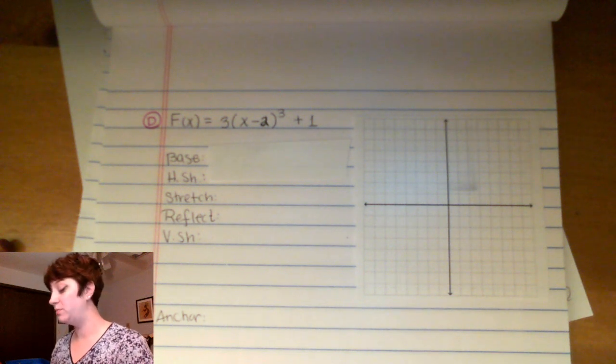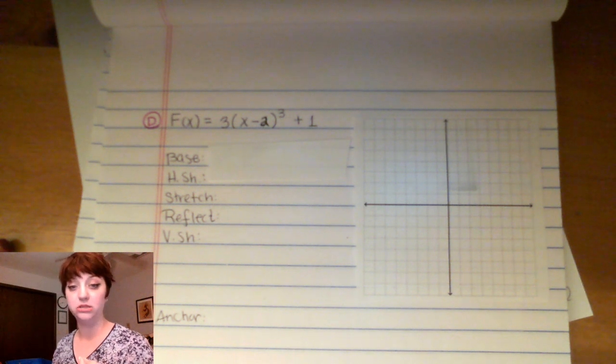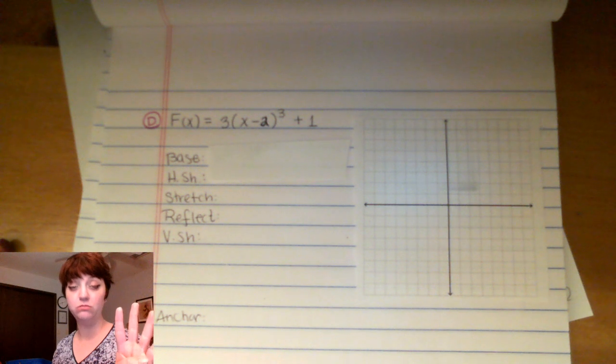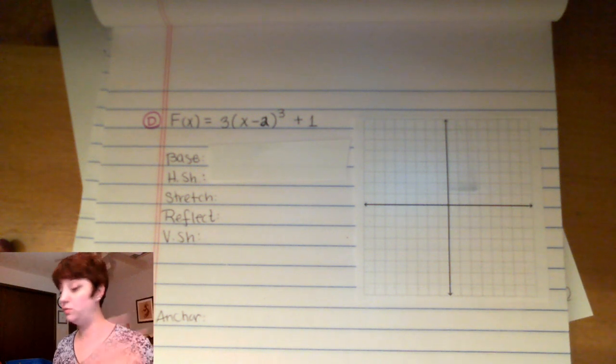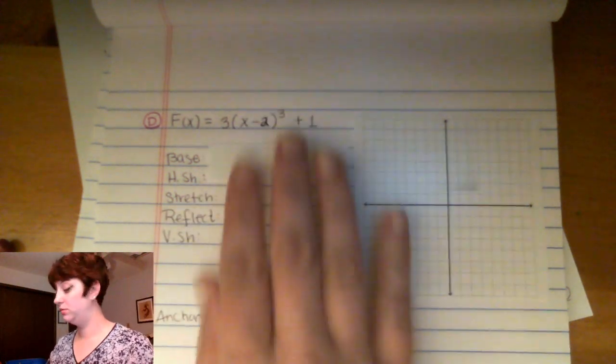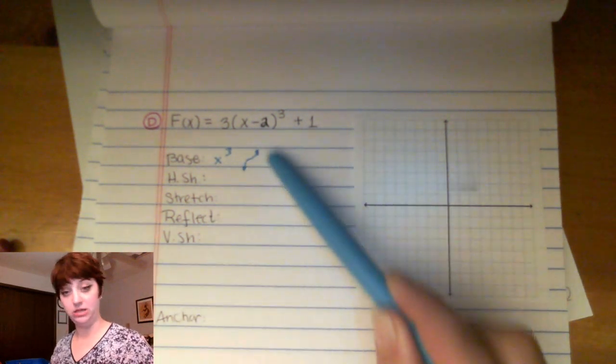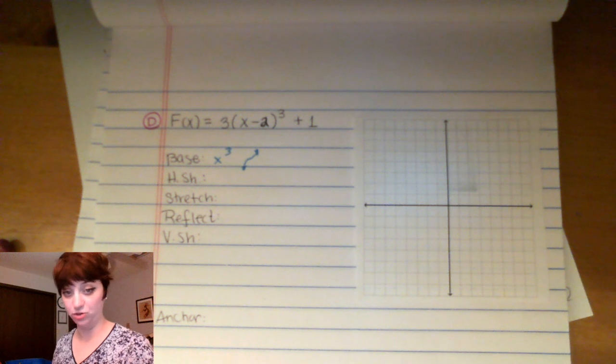So this is big F of x is 3 times x minus 2 quantity cubed plus 1. So from the 4 functions that are in my library, I've got x squared, x cubed, root x, and absolute value. This one most resembles x cubed because it's got the cube. So that means this shape is going to be this squiggle shape.